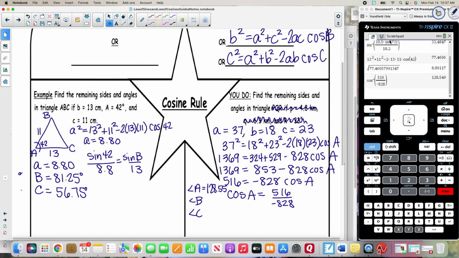Can we do it in the calculator too? We will use the law of sine, but I want you to set it up. I want you to do sine A over A equals sine B over B, and plug it in and cross multiply. If this doesn't make any sense to you right now, that's okay.